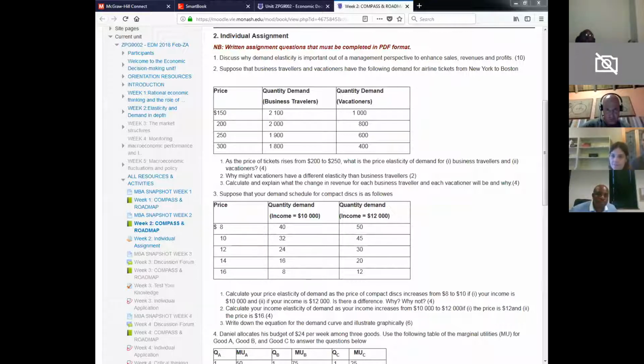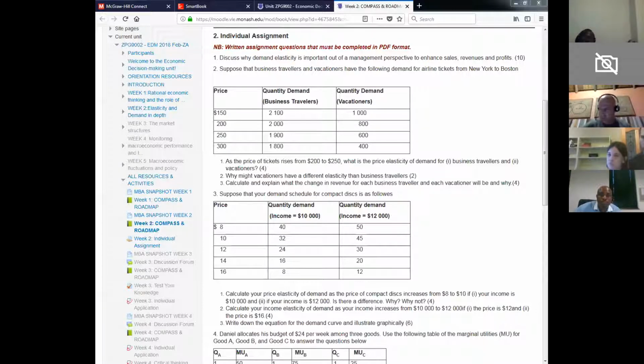For quantity demand for travelers and vacations, you have to use the total, or else the question won't make sense. It still will make sense. Just go and work out the difference in revenue. No, you have to use both of them. You have to use the total.